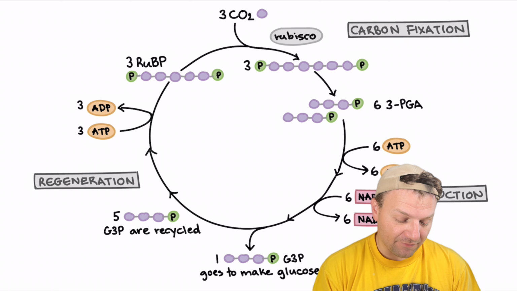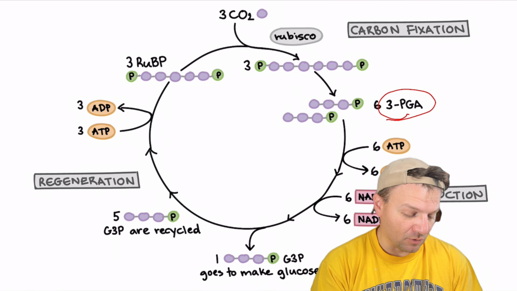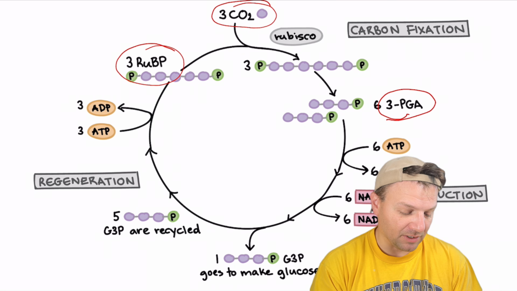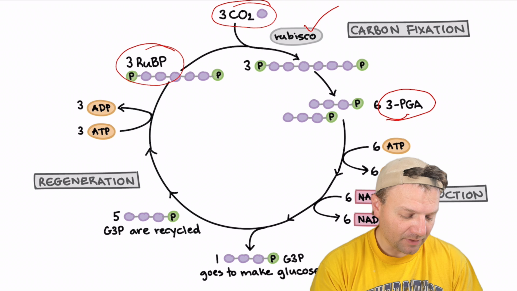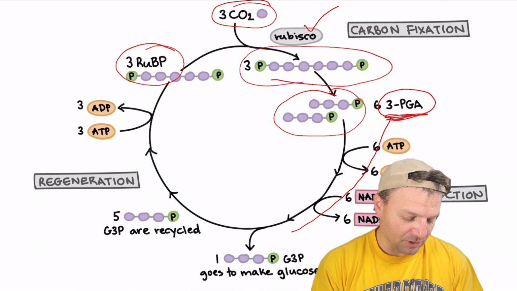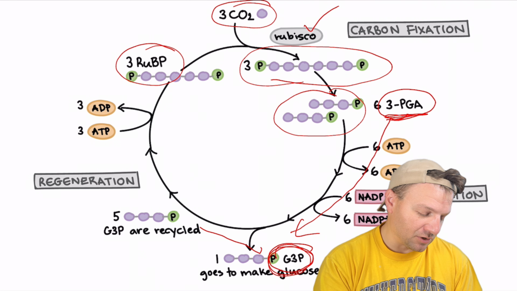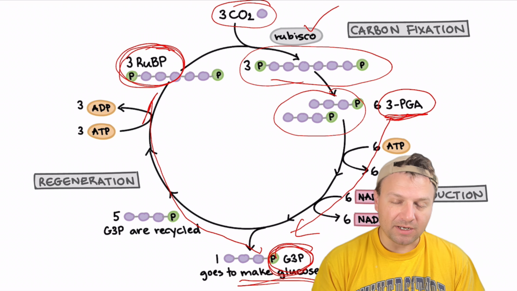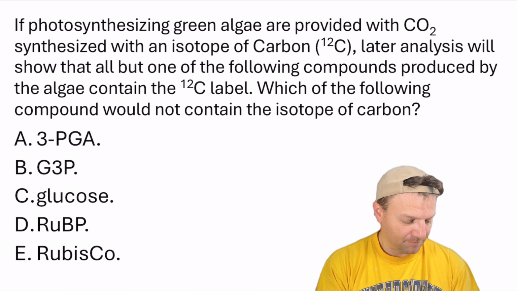If you look here, we have 3-PGA, which is going to be made when CO2 bonds with RuBP. This process is done by the enzyme Rubisco. It's going to be made into this 6-carbon compound that's breaking down into 2 of these 3-PGAs like I just talked about. These 3-PGAs are going to be converted into these G3Ps. And then some of these G3Ps are going to be made back into RuBP, but some are going to be made into glucose. So with that being said, let's look at our answers.